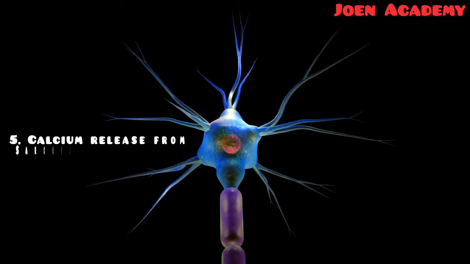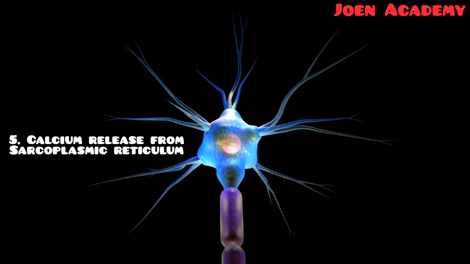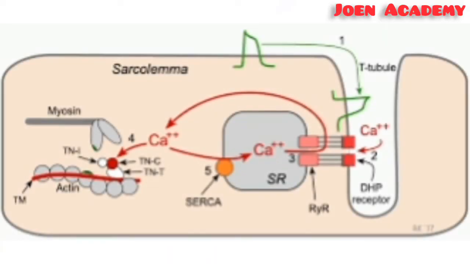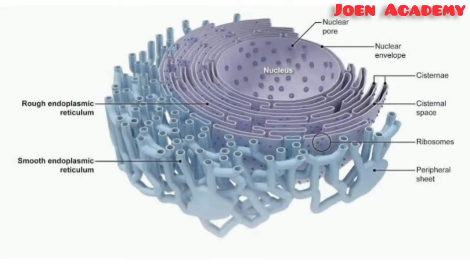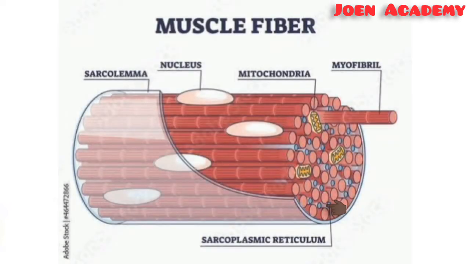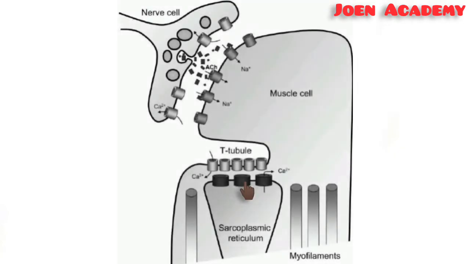The fifth step of this excitation-contraction coupling is actually the calcium release from sarcoplasmic reticulum. Sarcoplasmic reticulum is synonymous to endoplasmic reticulum. We can simply say that sarcoplasmic reticulum is the endoplasmic reticulum that is located in the muscle fiber. It is a specialized network of membranes within the muscle fiber cells. It is in close contact with the T-tubules. The depolarization of the T-tubules brings about the release of calcium ions from the sarcoplasmic reticulum into the cytoplasm.